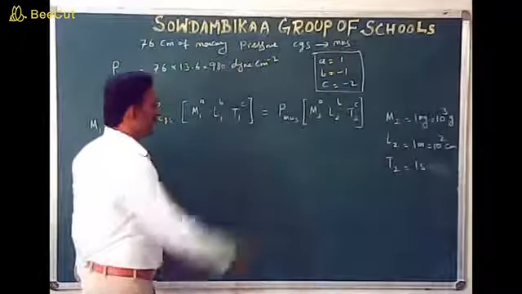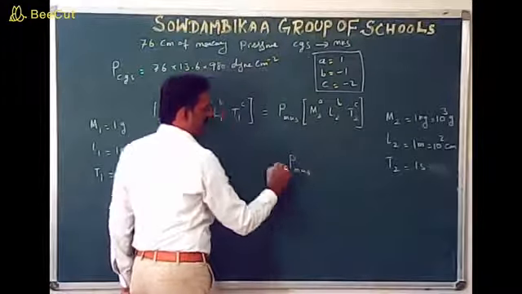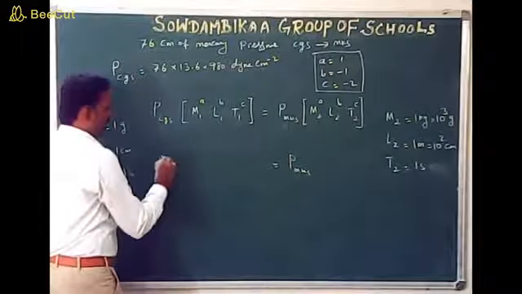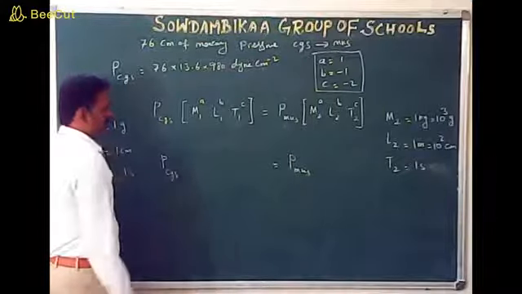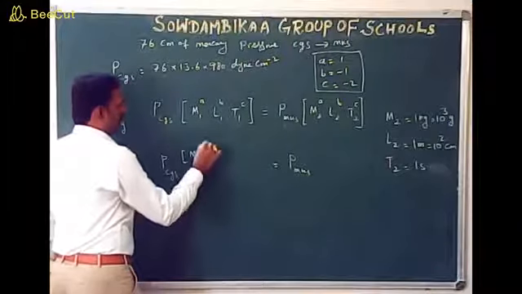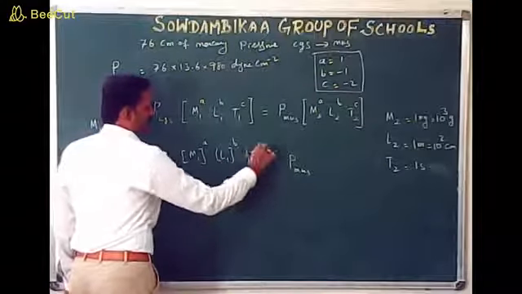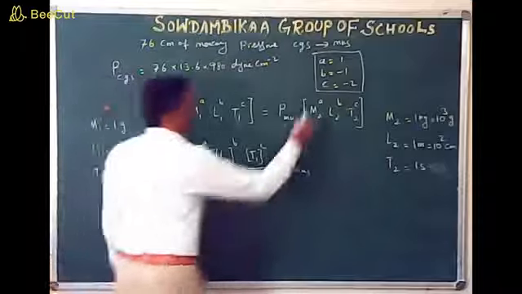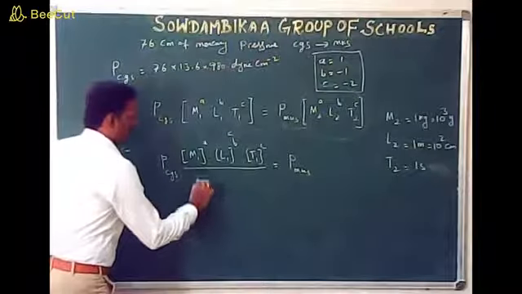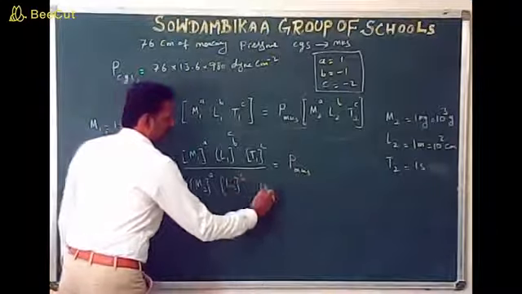Now I am going to convert from one system of units to another system. Look at that, this value only we have to know. So the pressure in MKS is equal to the pressure in CGS, with powers: M1 power A, L1 power B, T1 power C, divided by M2 power A, L2 power B, T2 power C.